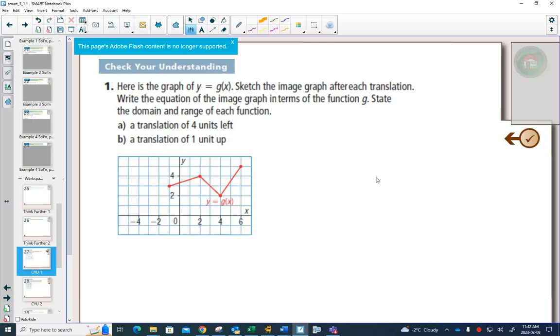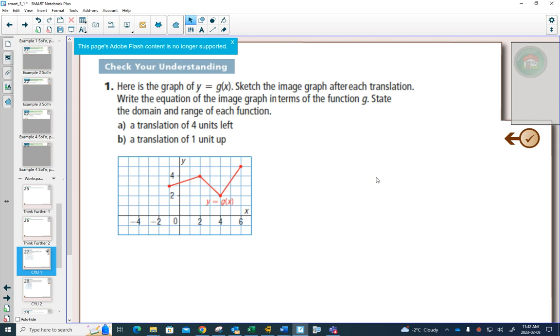Our first example, we're given the graph of g of x, and unlike the colored papers that we had, where we had to create the graph ourselves, sometimes on a textbook or a quiz they give you the graph and say we don't know the equation, but we'll just use function notation to say it's some function that we don't know the equation of. But you can still take that graph, move it left, right, up, or down.